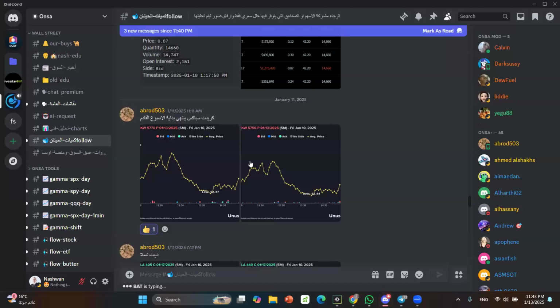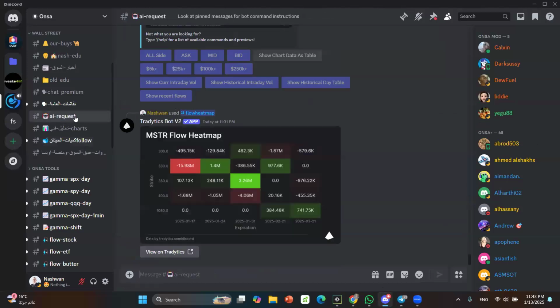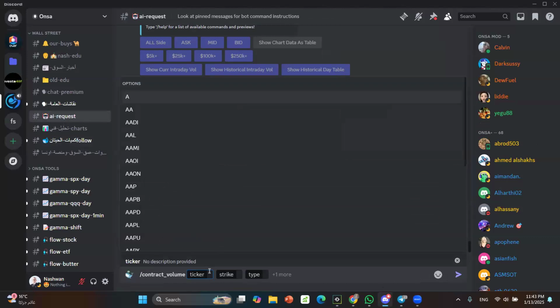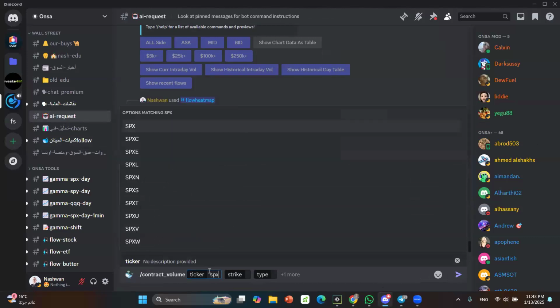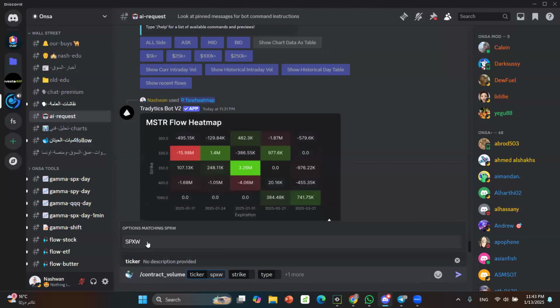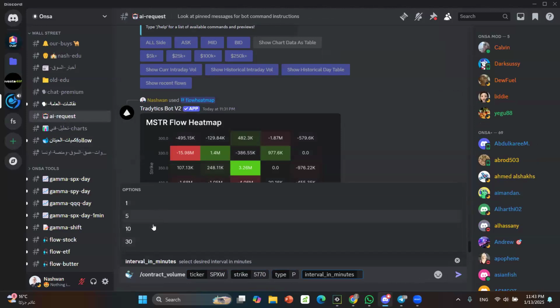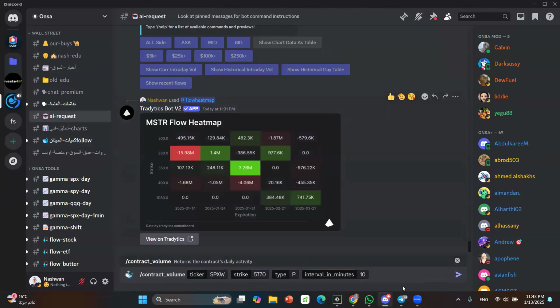So it is very important to understand this, and to use the tool. The AI request tools are very important to figure out. What I'm going to do is type slash and use, for example, this contract volume. This is a very important one, SPX 0 DTE. And I may enter 5,770 and try to find out if it's bots. Yeah, it was bots.